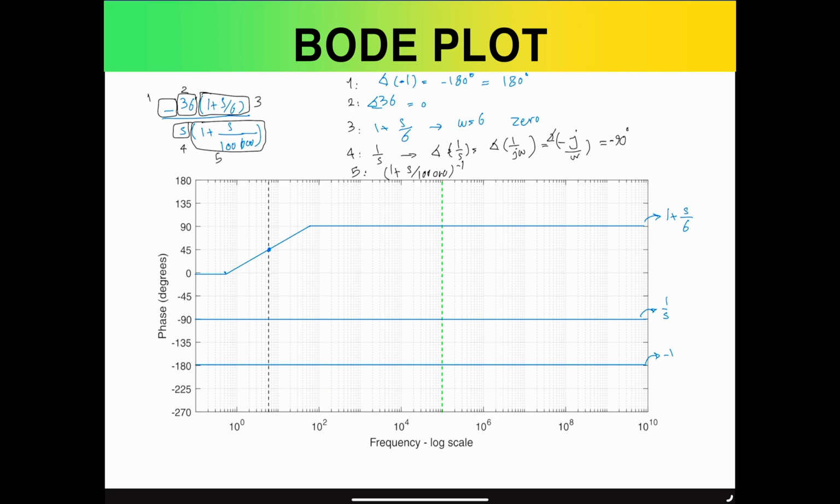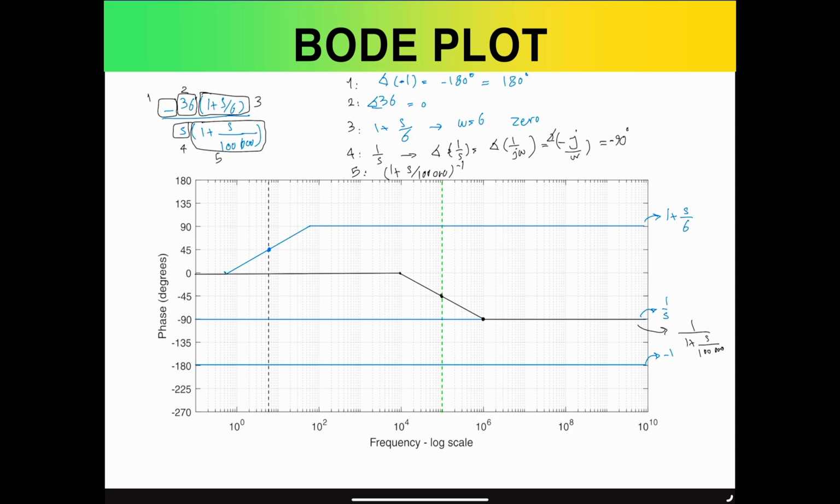So I'm going to actually draw that with a black line so that it would be clearly visible. So at 100k, we're going to have minus 45 degrees, and 1 decade before that, we will have 0 degrees, and 1 decade after that, we'll have minus 90 degrees. So let's connect them together like this with a straight line, and then the angles are going to be like this. So let's also call that 1 over s plus 1 plus s over 100k.